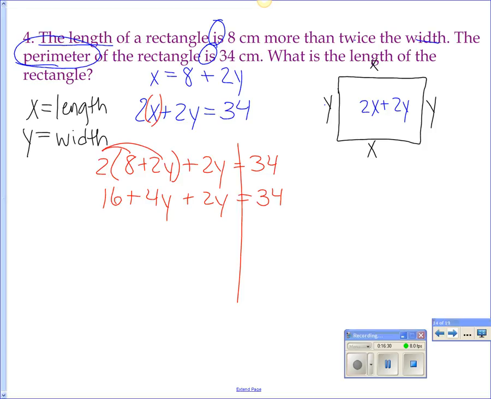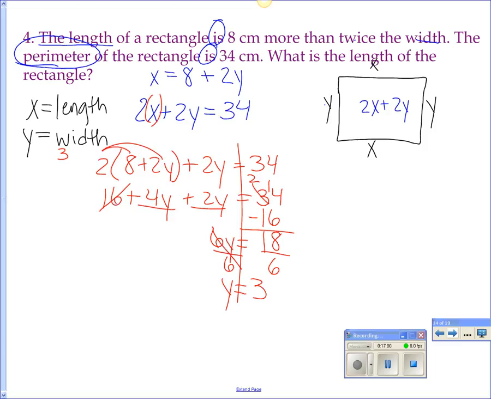Zach, what happens now? All right, so I've got to borrow, so that becomes a 2. That becomes a 14, which gives you 18. And you add those, which gives you 6. 18 divided by 6? 3. So the width is 3. The width is 3. Okay.